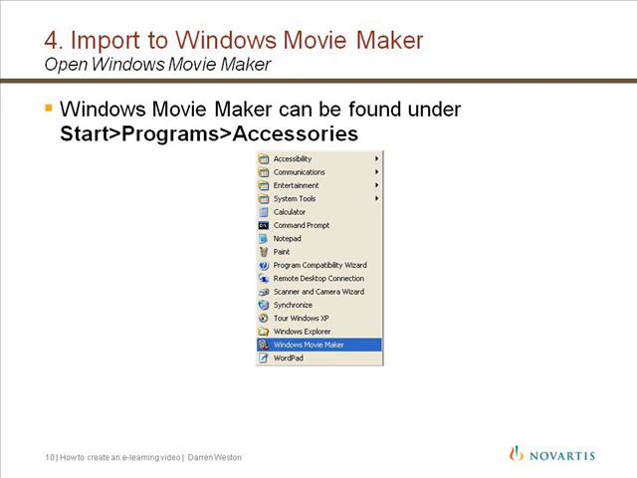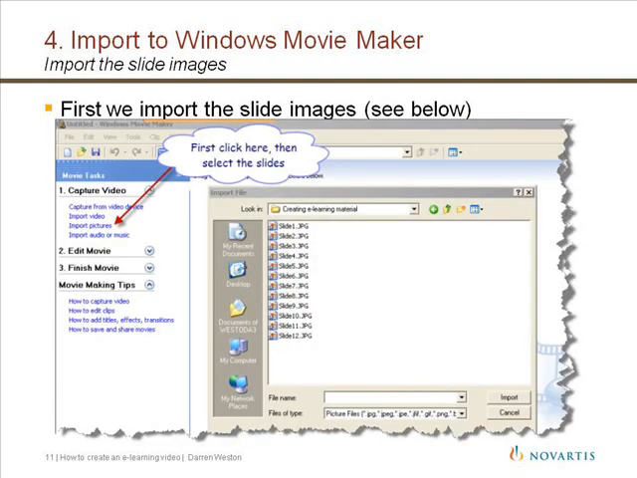And you can find Windows Movie Maker under Start, Programs, Accessories, and there you'll find Windows Movie Maker. So the first step is to import the slide images, and you do this by clicking Import Pictures. This opens up a dialog box and you navigate to the folder where your images are stored, and you select all of the relevant images and click Import.